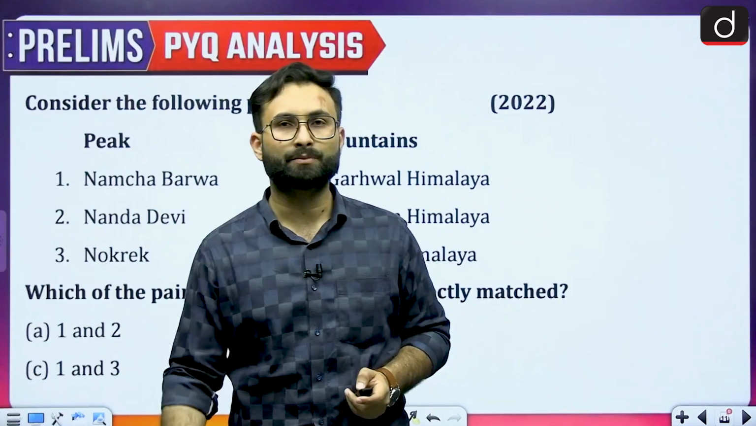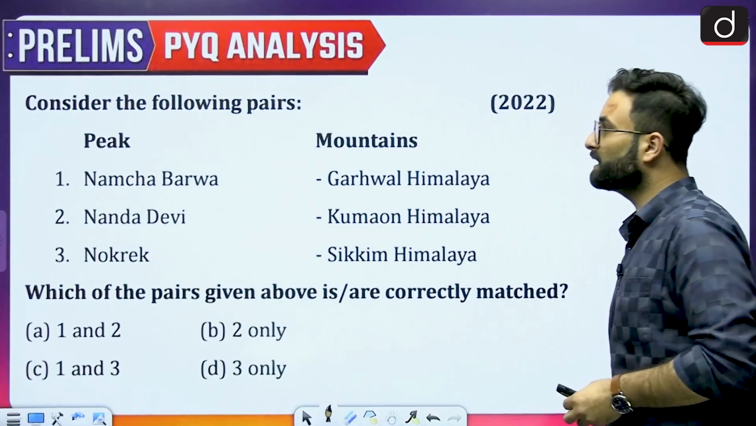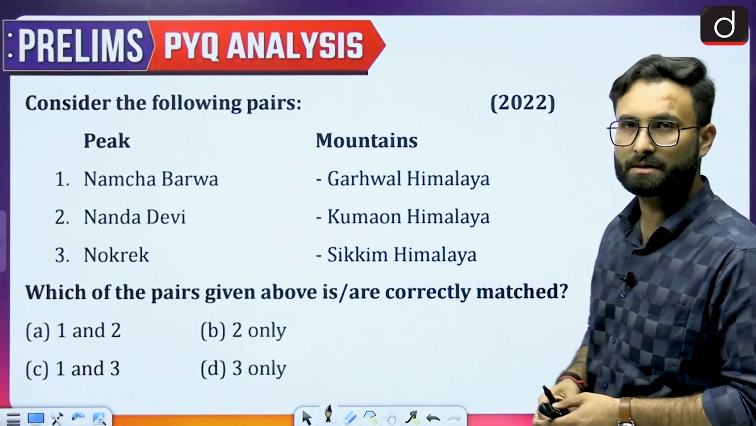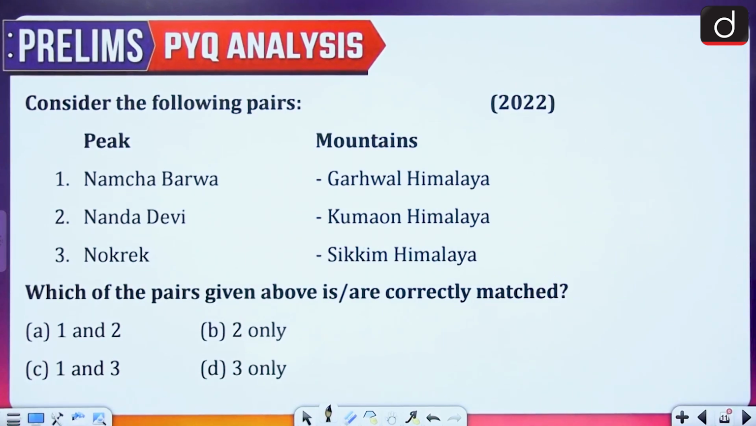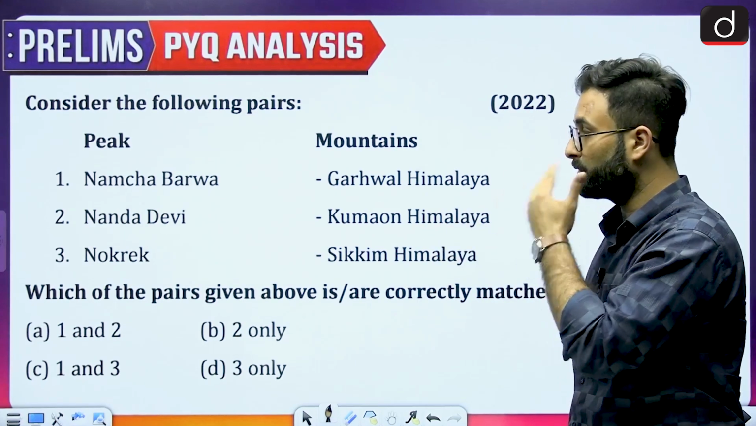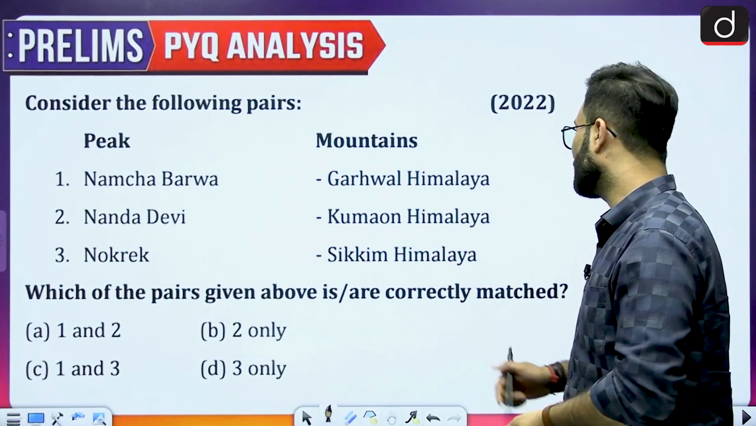Okay, now let's move further and see the next question. Consider the following pairs. On one side peaks are given, on the second side mountains are given. Namcha Barwa, Garhwal Himalayas; Nanda Devi, Kumaon Himalayas; Nokrek, Sikkim Himalayas. Now you have to see which of the pairs are correctly matched.